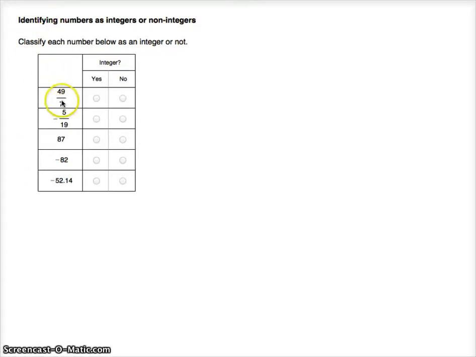Now we're going to talk about integers and non-integers. So what we're working on is organizing our number system into rational and irrational numbers. And so we're defining real numbers compared to integers, compared to whole numbers, compared to rational numbers and things like that. So we're building up a level of a knowledge base.